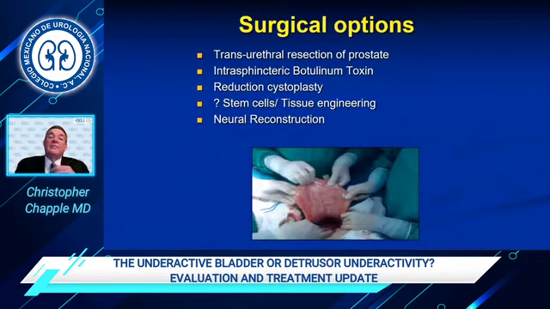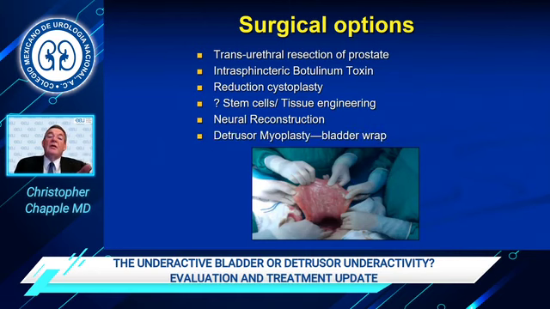Now, we're surgeons. Of course, you can reduce the outlet resistance by transurethral resection of the prostate, but if you've got a very underactive bladder, it won't work very well. Botulinum toxin, I'm afraid, only works for about 30 days if you look at the literature, so not recommended for use, no control trials. Reduction cystoplasty doesn't work. Stem cells, injecting them in the bladder, really no evidence at present, I'm afraid.